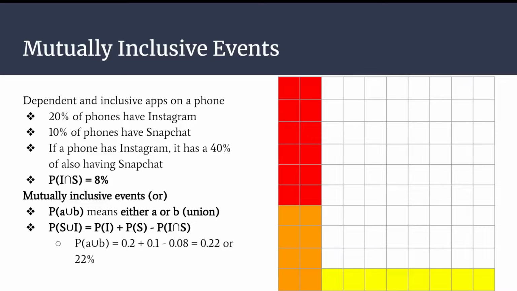If I wanted to find the percent of phones that have either Instagram or Snapchat, I would need to add their individual probability and subtract their overlap, in order not to count that area of the graph twice. We already found that 8% of phones have both Instagram and Snapchat, so after adding the corrective term, we found that 22% of phones have either Instagram or Snapchat, a bit lower than if we were to use the addition rule, which only works in situations where the events are mutually exclusive.